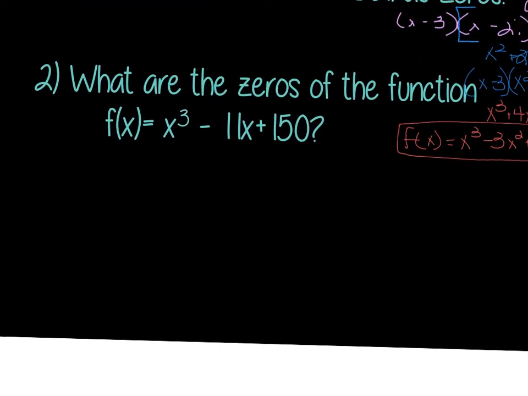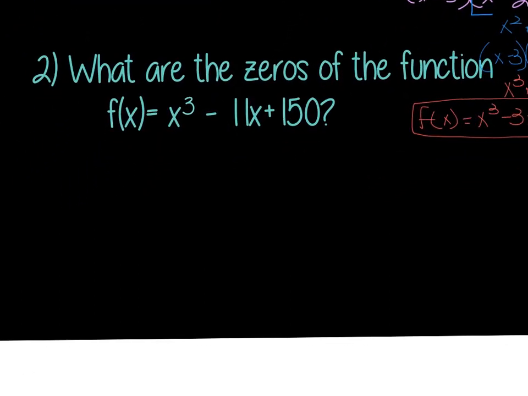Okay, number 2 says, what are the zeros of the function? So the first thing I would do is see if this is factorable. Is it? No. Then I would say, okay, if it's squared, I could use the quadratic. It's not squared, okay? Or I can't use the even root property, which means the only other option I have is to figure out the possibles and see which one works, okay?